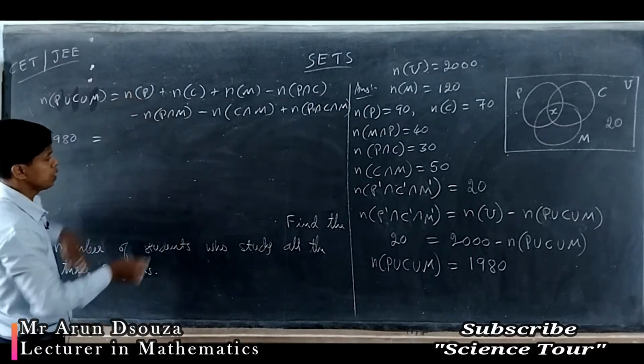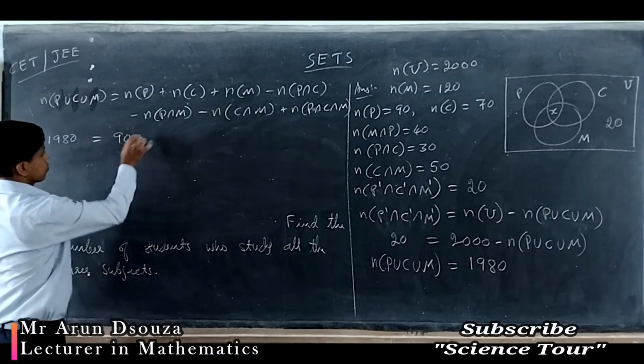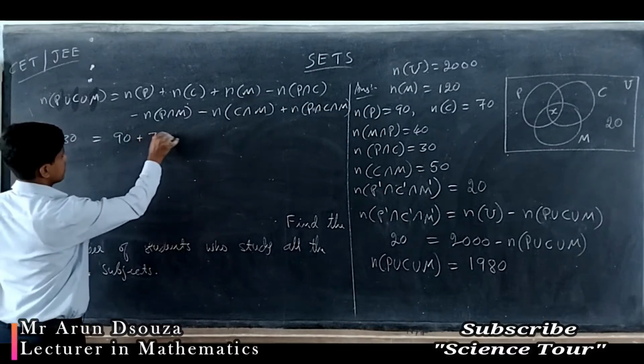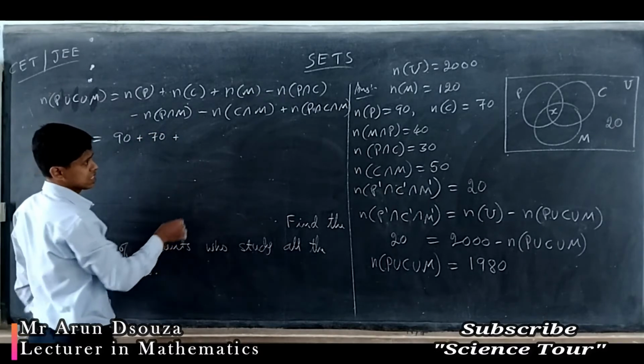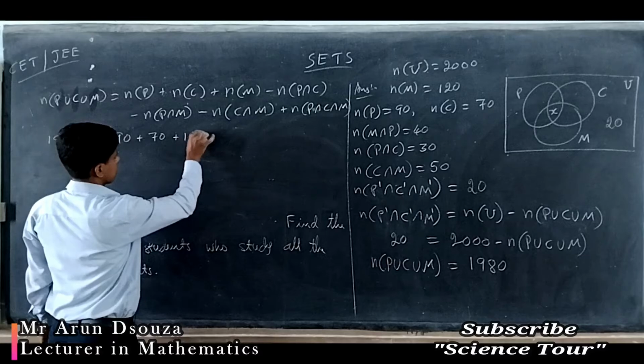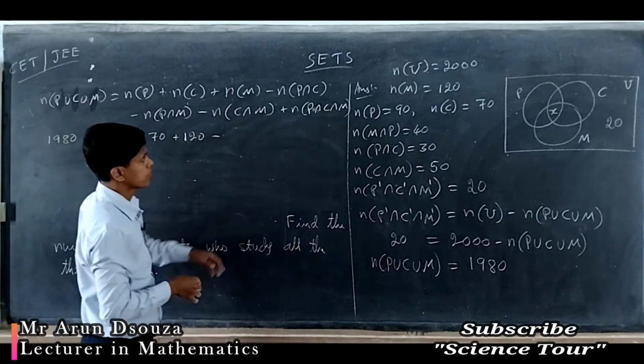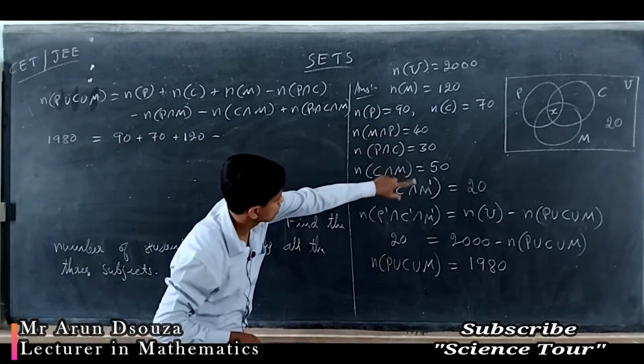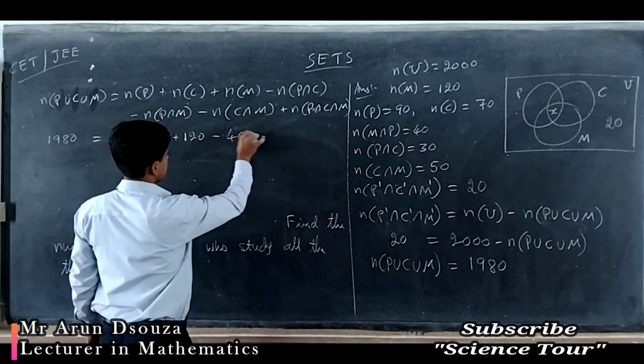So n of P is 90 plus n of C is 70. It is just substitution and simplification, that's it. So this is 120, and intersection things are 40, 30 and 50. Randomly I will write.